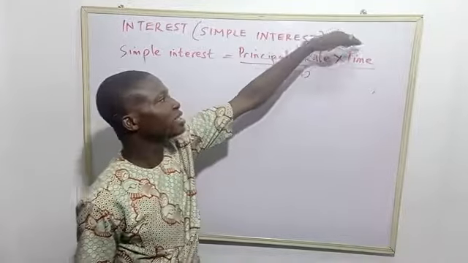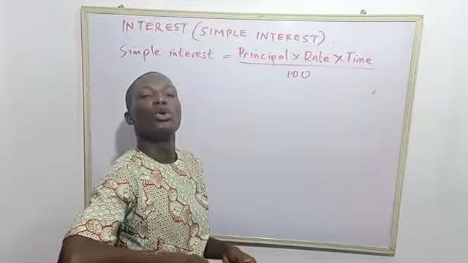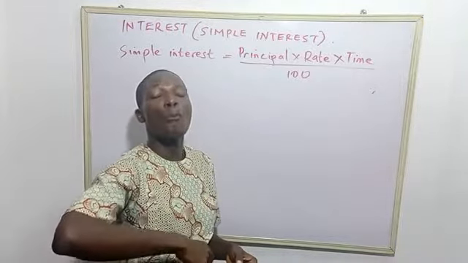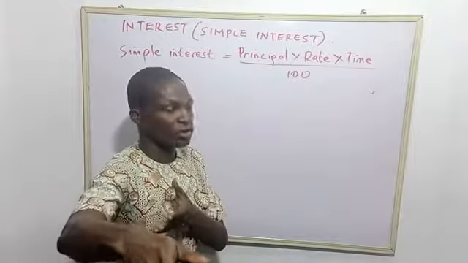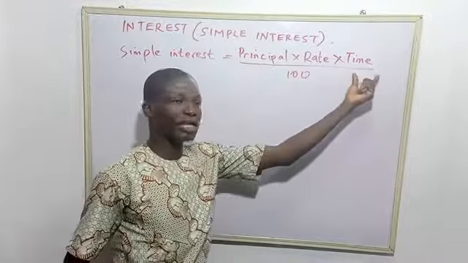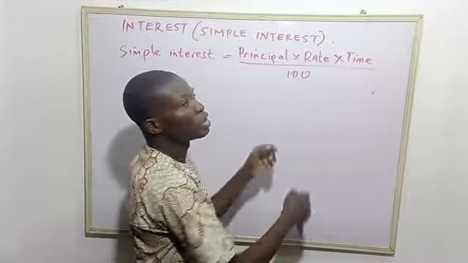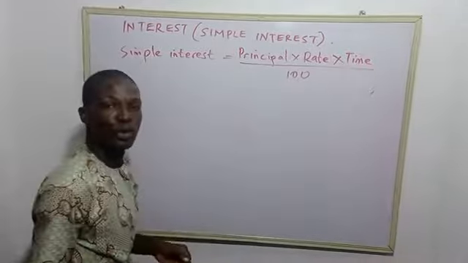Okay, while the time is the duration with which an item or money or goods are given out. Okay, the duration, that's what we mean by the time. So you are going to multiply everything and divide it by 100. That's what to find the simple interest.